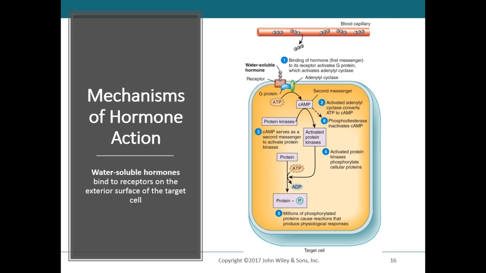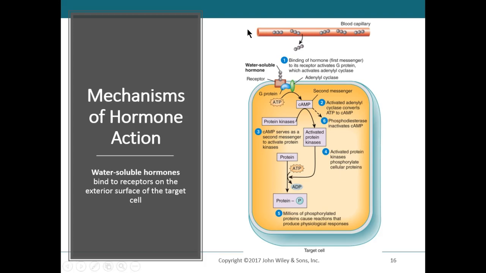The non-steroid hormones, or the water-soluble hormones, remember, are made primarily of proteins, so they're not lipid-soluble. They can't diffuse across that phospholipid bilayer, so they have to bind receptors on the outside of the cell. So these hormones bind to integral proteins. Remember, these are the ones that run all the way through the cell membrane. And when they do so, they're called the first messenger.